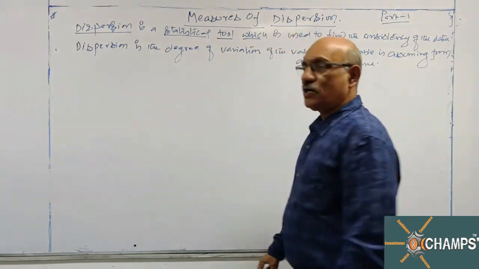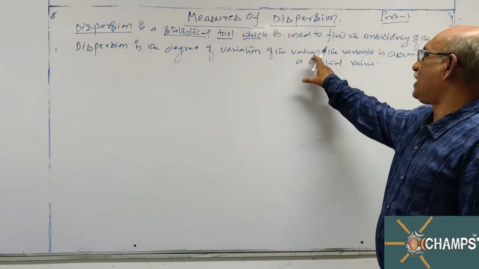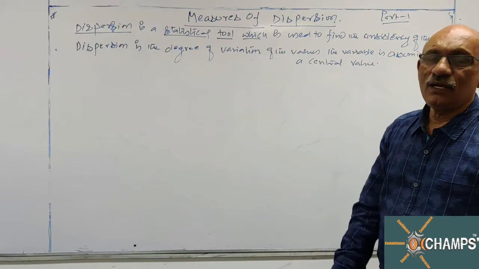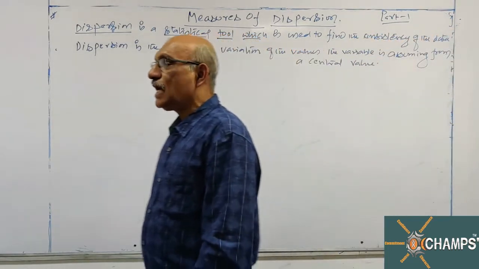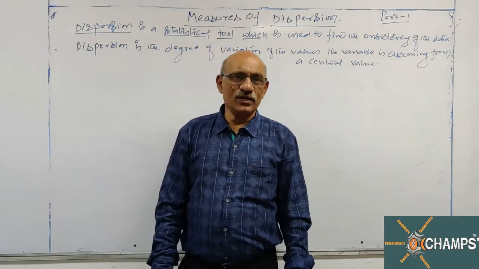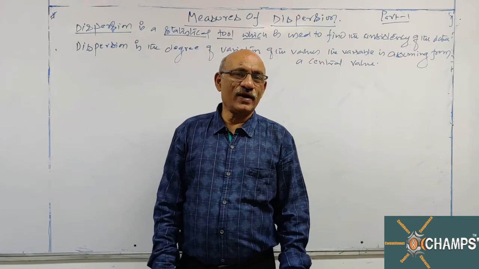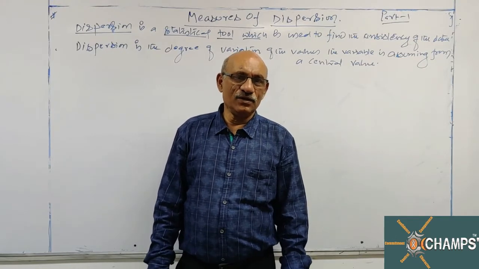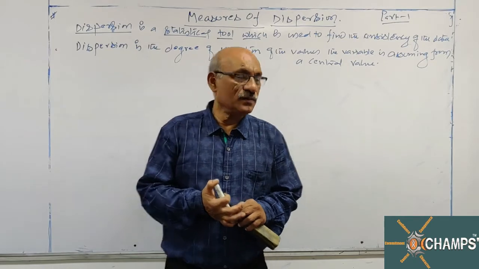Look at the second point. Dispersion is the degree of variation of the values the variable is assuming from a central value. It means when you take deviation from a central value, it will tell you the spread of these values from the central value. That is the definition of dispersion. Okay.